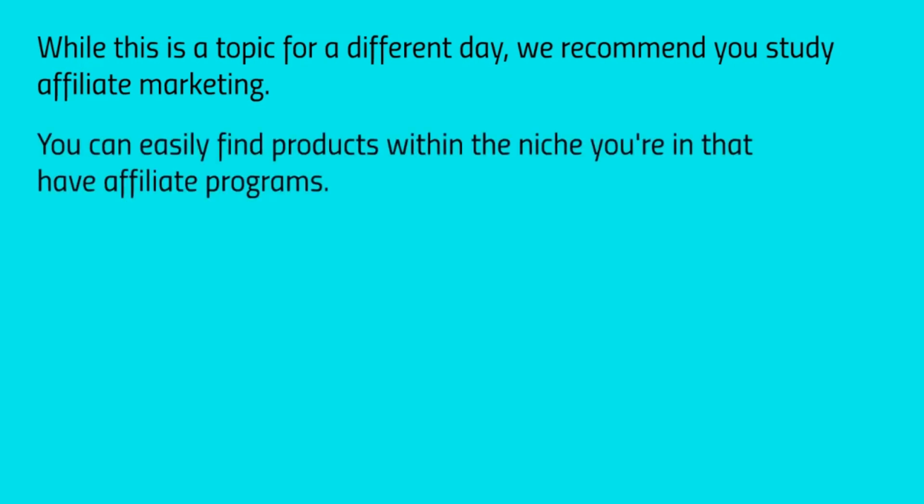So you can easily find products within a niche that you're in that have affiliate programs. In fact, in video number 5, where I show you how to go to a site called clickbank.com or even jvzoo.com, both of these sites are sites where you can find products to promote as an affiliate. So in doing so, you can actually promote the vendor's product. And if you start making some sales, a lot of times you'll become high priority on that vendor's radar.